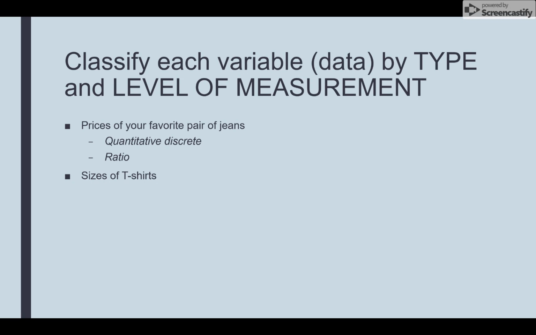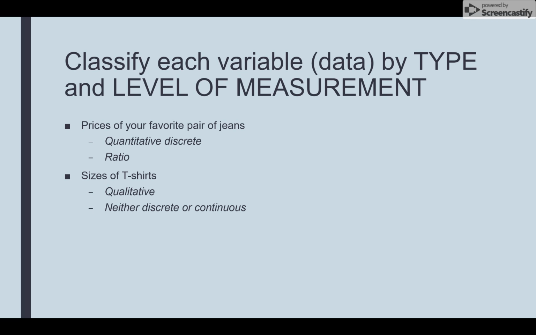Sizes of t-shirts. Typically, sizes are going to be things like small, medium, large, extra large, and so forth. Doesn't really involve numbers. Those are words. So I would say it is qualitative, which means it's neither discrete nor continuous.